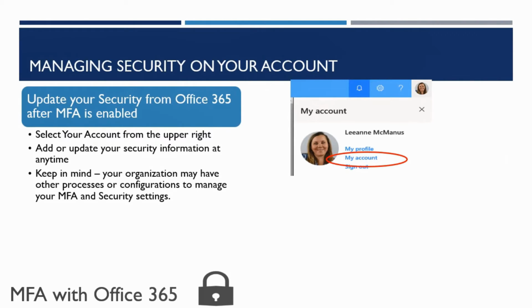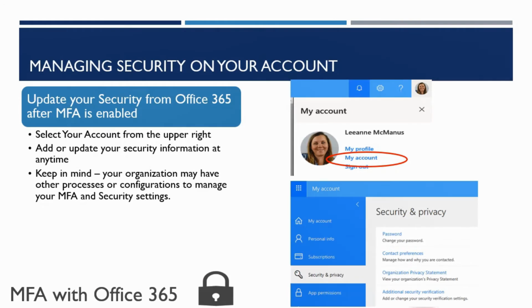From your device, I'm going to use the example of going to a browser from my computer. In this example, I'm in a browser window, and I'm simply going to select my persona in the upper right, then select my account. From the My Account settings on that left panel, we're going to go to Security and Privacy. Once you see Security Verification here, you can simply click Add or change your security verification settings, and you'll get some other options to modify and go back into the authentication tool at that point.